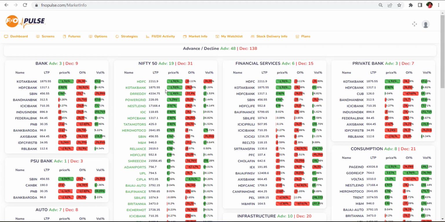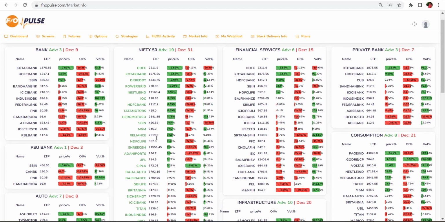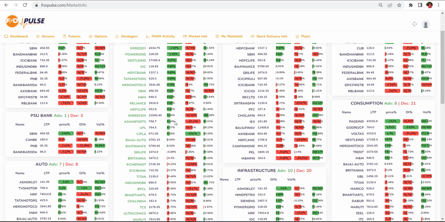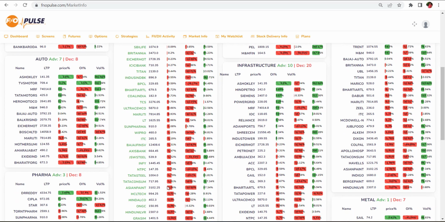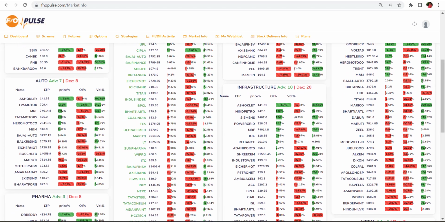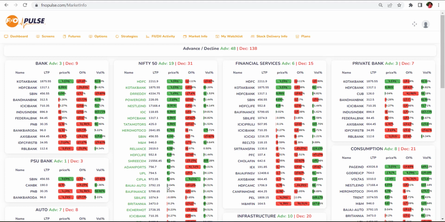Kotak Bank 1.53, Dr. Reddy, Power Grid. Like that, if you see changes of 1% on the green side, you can go for buying. If you see any 1% on the red side, you go for selling for intraday stocks. According to this, you can identify the market and start your trade.